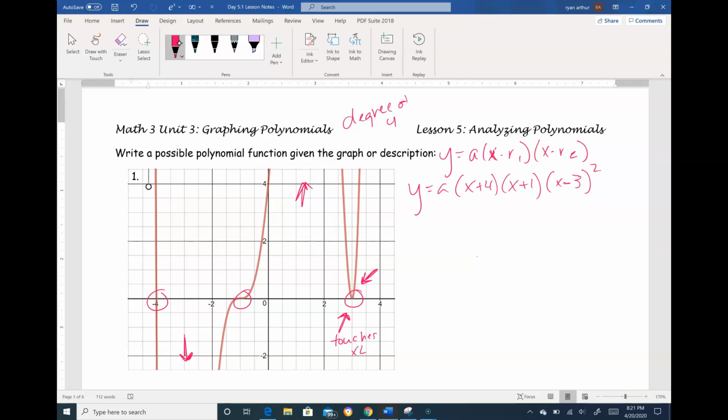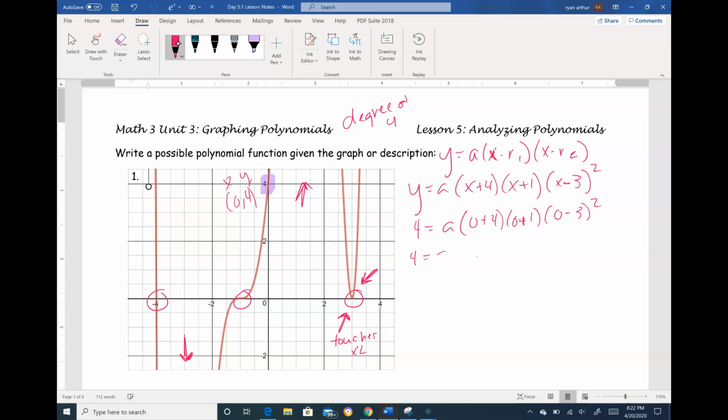You want to find a point. You want to find a point that's not your x-intercepts. You want to find another point. And the only point I see is the y-intercept right there. And that is going to be 0, 4. And that's your x, and that's your y value. So y equals 4, a is still unknown, 0 plus 4, 0 plus 1, 0 minus 3 squared.